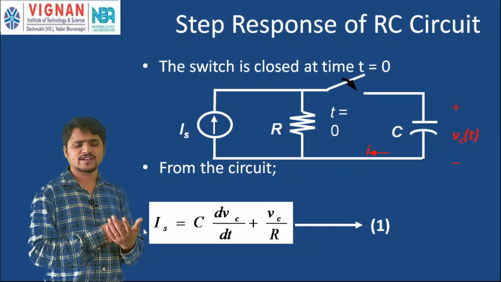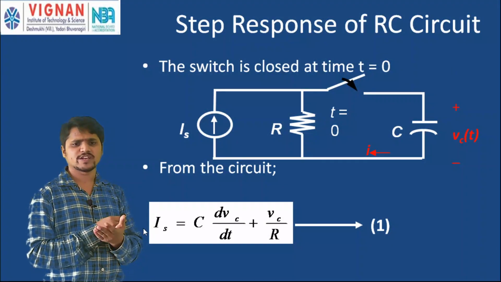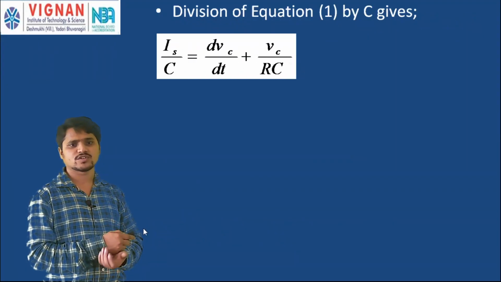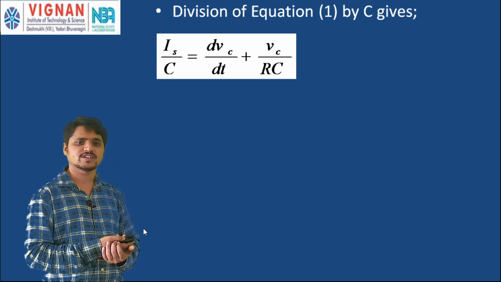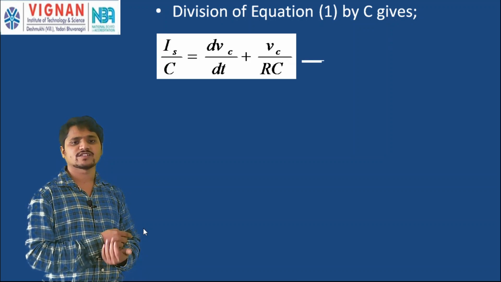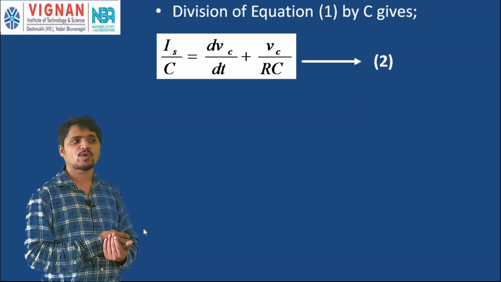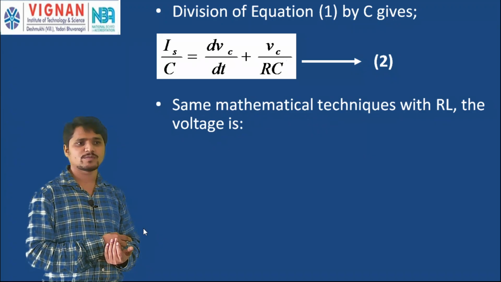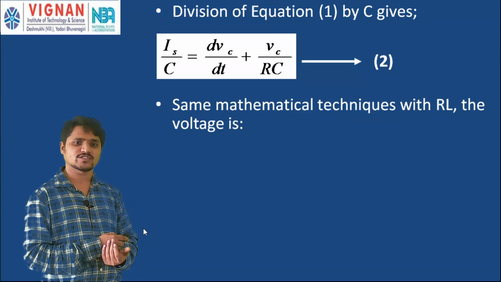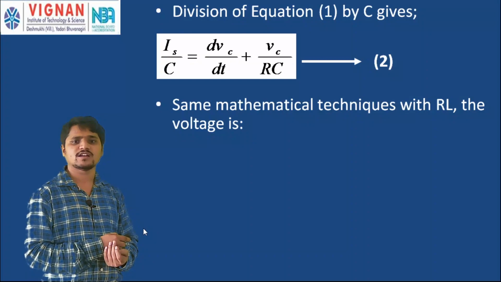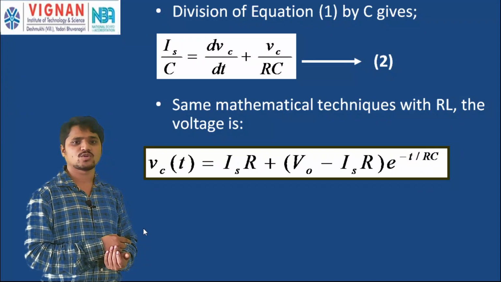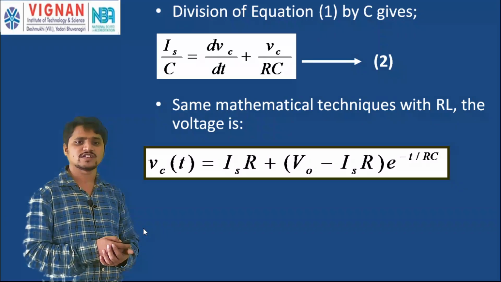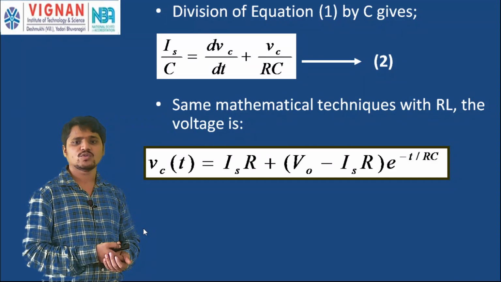Now some mathematical operations. Bring this C to the left-hand side and do some mathematical operations to get the response. Is by C is equal to dVc by dt plus Vc by RC. From this, we want to find Vc, the voltage across the capacitor. From nodal analysis we can find node voltages in the same manner. So you do some integration and differentiation: to cancel this differentiation you do the integration, and you will get this equation.